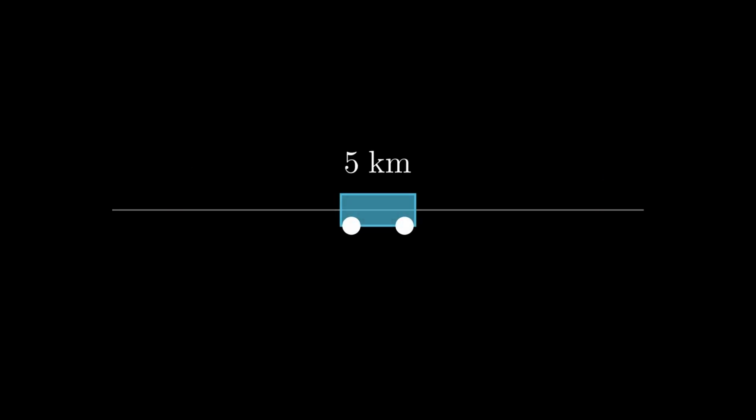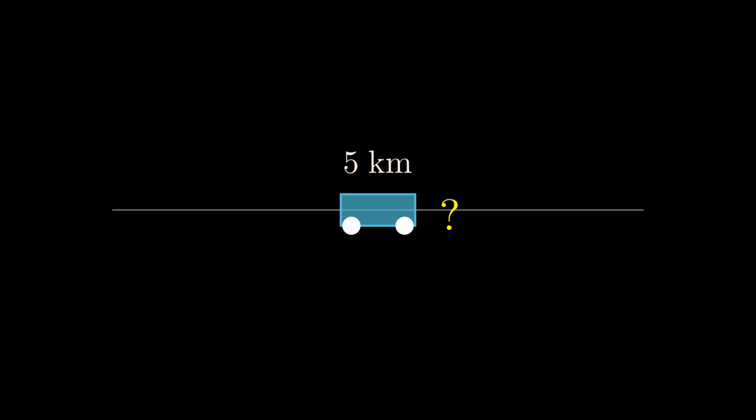Numbers answer a very important question: how much? For a long time, that question seemed sufficient. But as mathematics began to describe geometry, motion, and eventually physics, a problem quietly emerged. Imagine I tell you that a car traveled 5 kilometers. Have I completely described its motion?